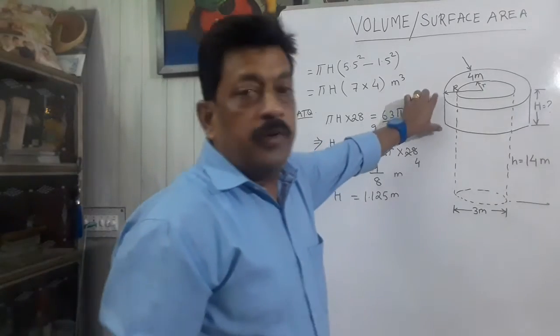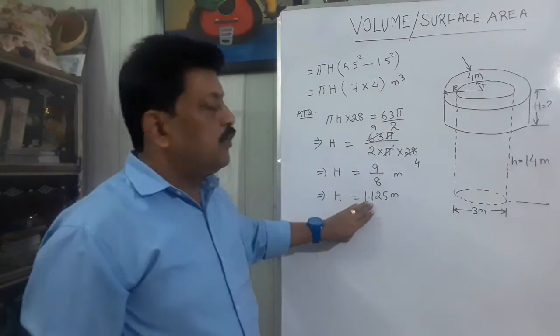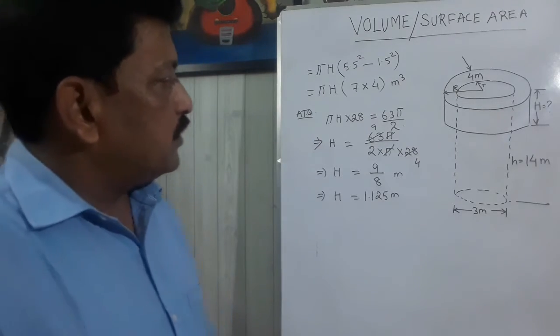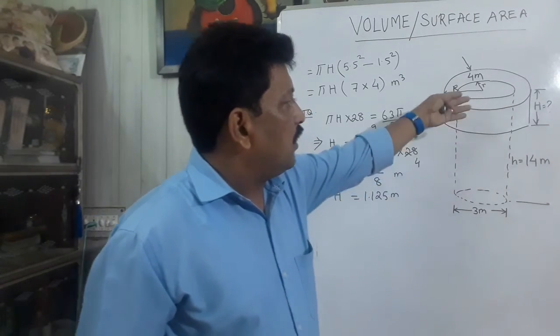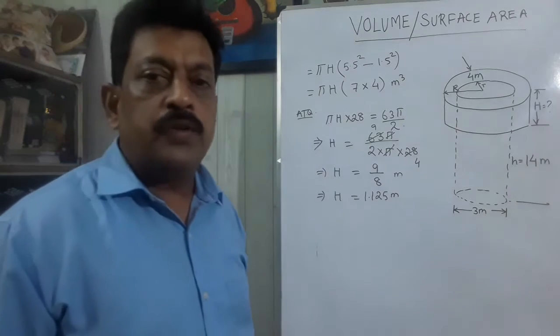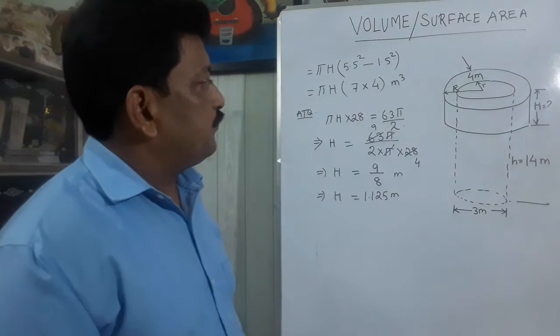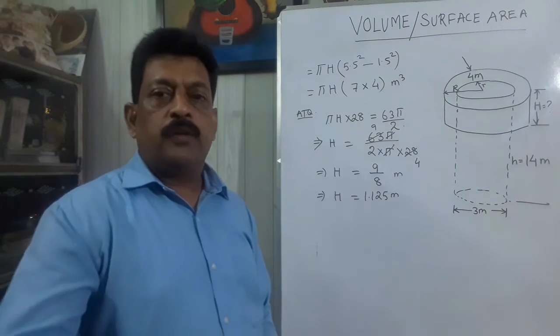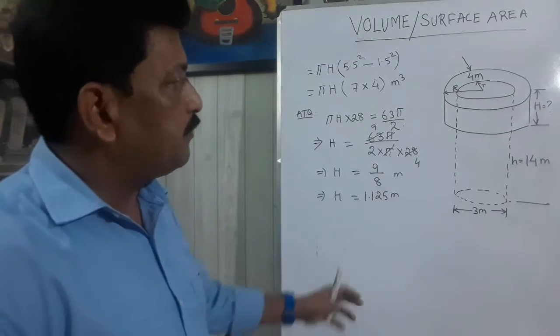So the height of the embankment is calculated as 1.125 meter. Here conversion of solid cylinder into hollow cylinder was done. Hope you have understood the sum. Let me show you one more example of this type.